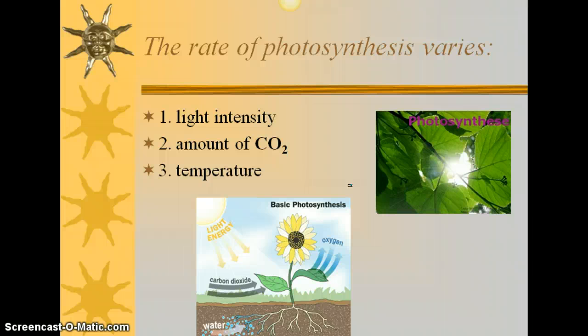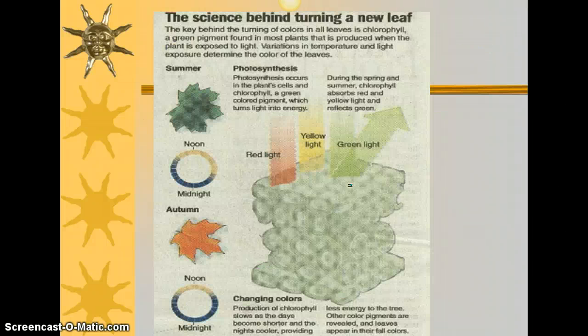So two of these main ones are when the fall season starts, temperature goes down, so chloroplasts don't work as well, and light intensity is down, which means chloroplasts don't function as well. You can see that here in this little science behind turning a new leaf.